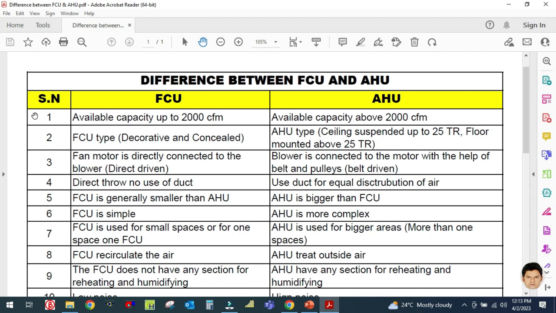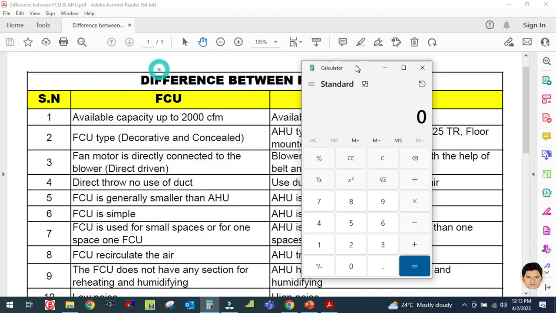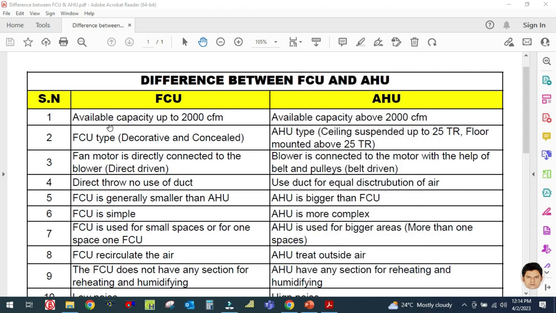Okay, so you can see the first difference is the available capacity of FCU is 2000 CFM. 2000 CFM is nothing but 5 ton, 2000 divided by 400, that means 5 ton. So the maximum available capacity of fan coil unit is 2000 CFM.